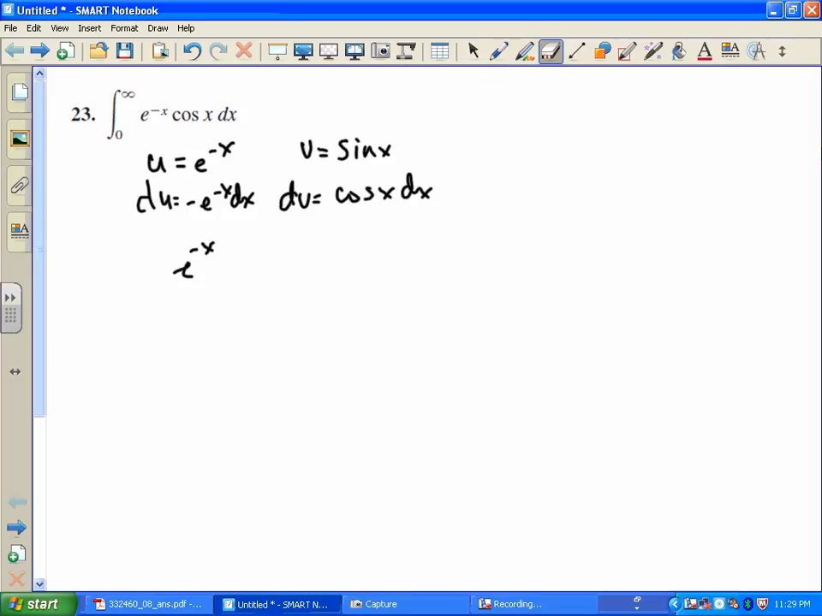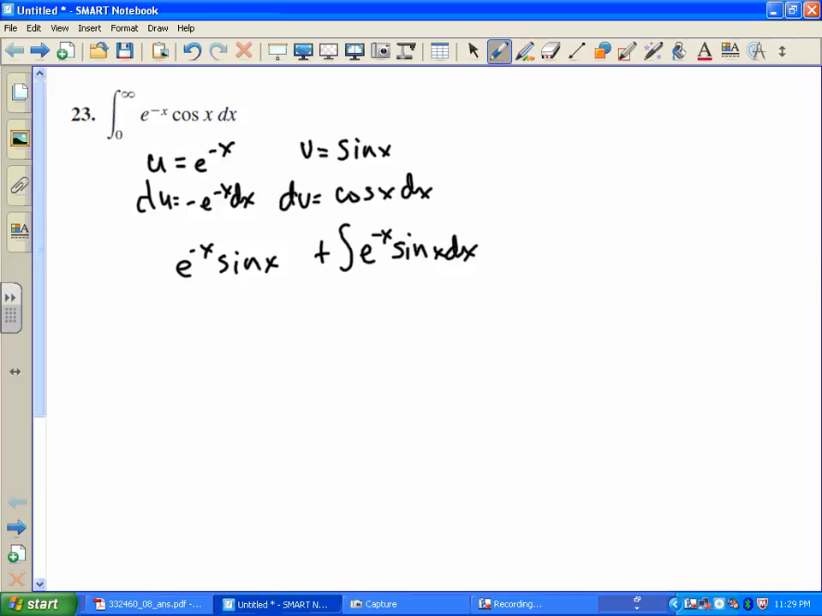I now have uv, that's a positive, almost looks kind of weird. So I have e to the negative x sine x minus the integral, but since I have a negative in there, it becomes positive, of e to the negative x sine of x dx.